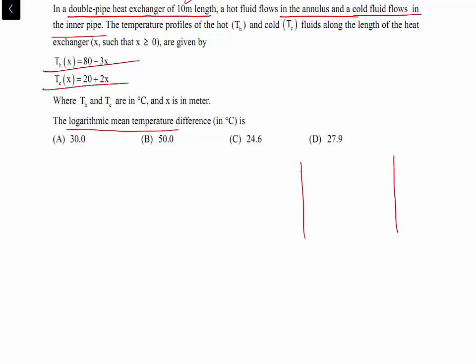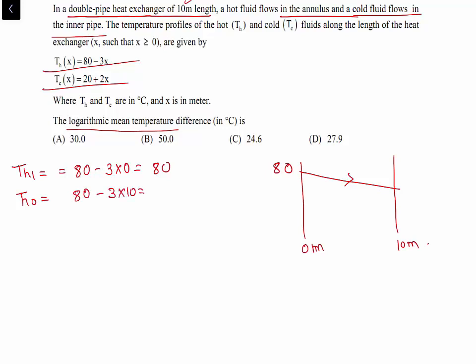Okay, so first we will draw the profile of hot fluid. So hot fluid will be going like this. So it is 0 meter and this is 10 meter, because it is given that it is 10 meter. So TH1 we will calculate at entry, that is 80 minus 3 into 0, that is 80. So we will put here 80. Then we have outlet temperature. TH outlet will be 80 minus 3 into 10, so 80 minus 30 will be 50.